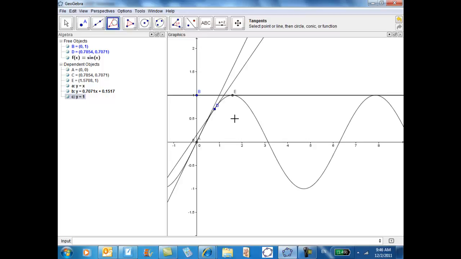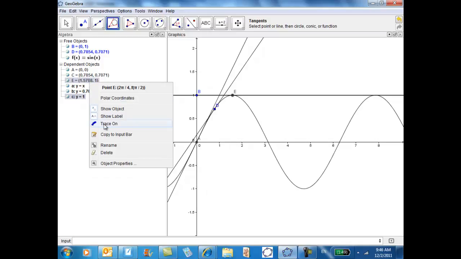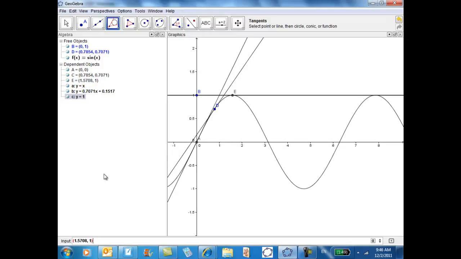And what's the slope here? What's the slope of y equals 1? Careful. 0. But you see that little trick I did there? I knew it was going to have the same x coordinate, so I'm saving myself a little time by right-clicking and copying it to the input bar. So now we're going to get a new point at 1.578, that's pi over 2.